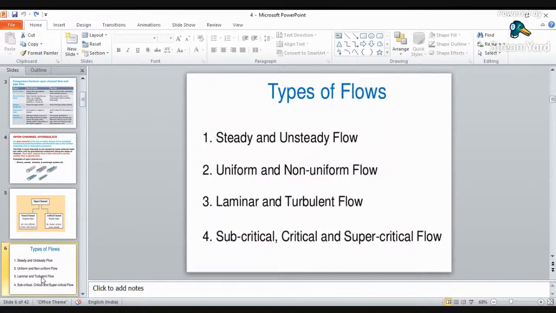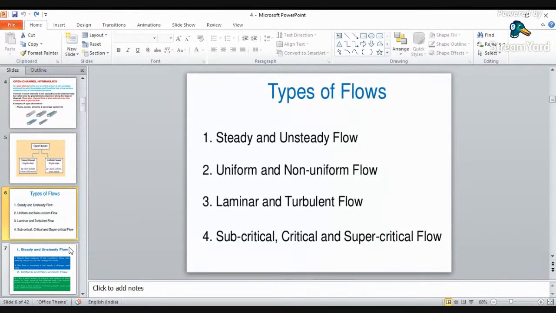Then, open channel may be classified according to the type of flow which is running into the open channel. Okay, so it may be steady, unsteady flow, uniform, non-uniform, laminar, turbulent, then critical, subcritical, and supercritical. So we'll see one by one.